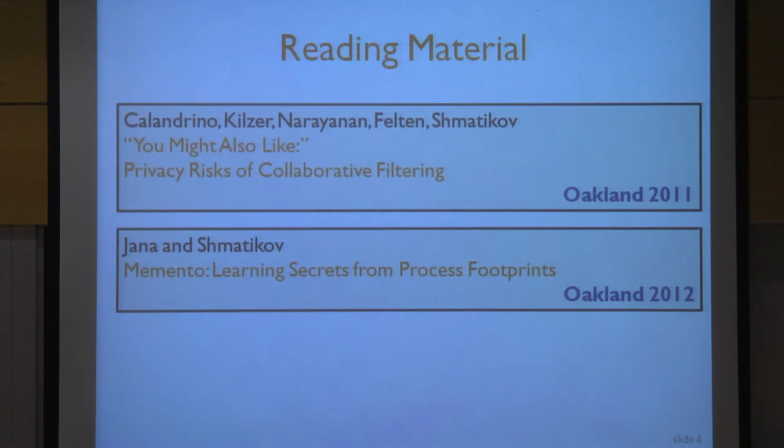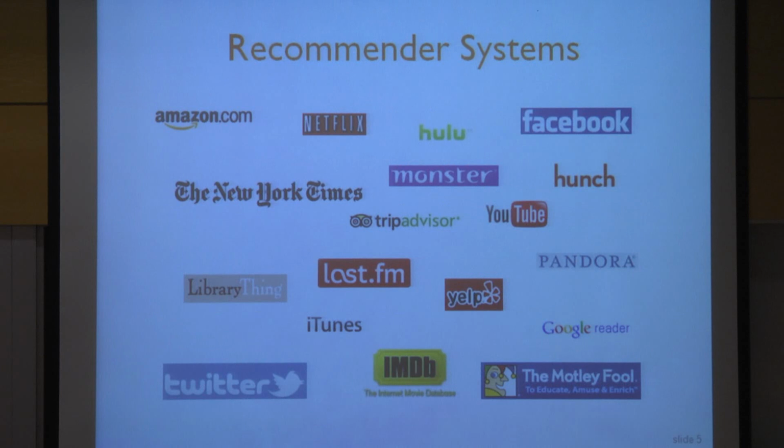The two papers I'm going to be talking about both came out in Oakland. One is called You Might Also Like: Privacy Risks of Collaborative Filtering, and the other, with my students Suman and John, is called Memento: Learning Secrets from Process Footprints. Two completely different papers, but what they have in common is this theme of inferring information by observing the dynamics of public outputs. Let's start with recommender systems.